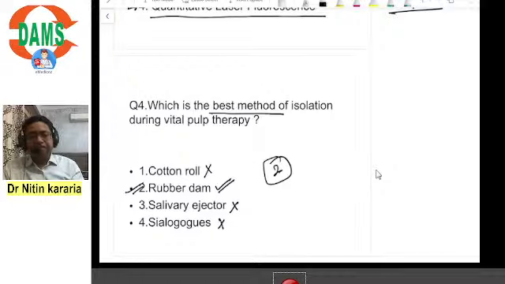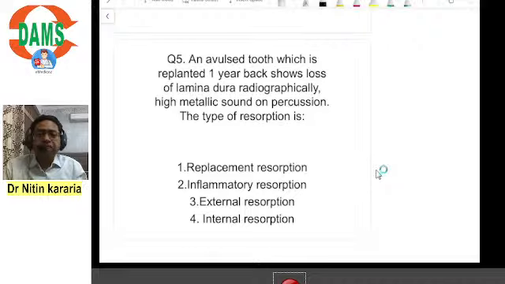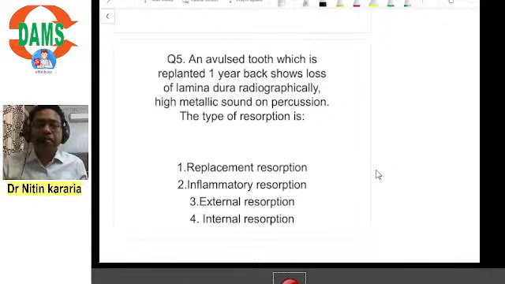Question number 5. That is the last question related to my subject that came in the INICET examination. An avulsed tooth which is replanted 1 year back shows loss of lamina dura radiographically, high metallic sound on percussion. So what type of resorption is the tooth showing? The question itself says 2 signs. One is a radiographic sign, that is loss of lamina dura. Another is a high metallic sound on percussion.